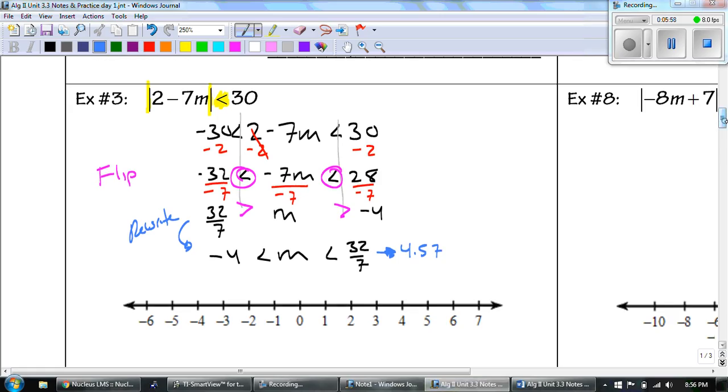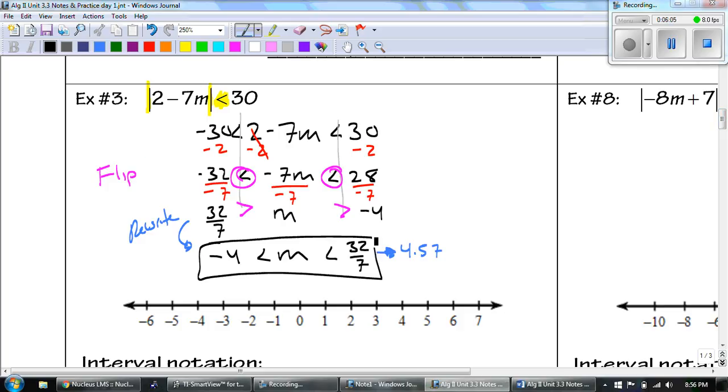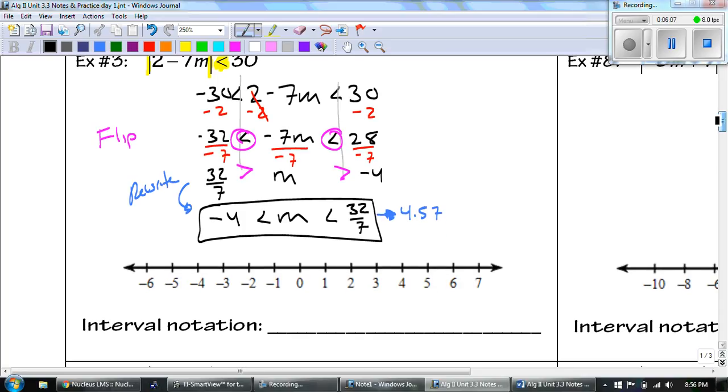Okay, so now that we have this guy right here, let's go ahead and graph. So at -4, I'm open. And then it's right about here. No, you're not closed. And we're open right there. And then I'm going to shade the middle.